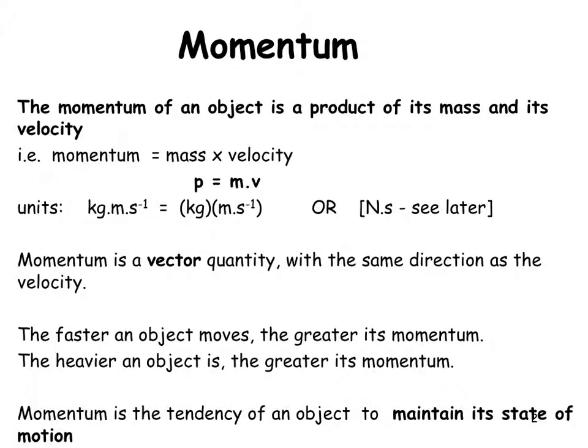Momentum is a very simple quantity. It is simply the mass of an object multiplied by the velocity of that object. So we abbreviate momentum with a P. Don't ask me why, but we do. Mass is an m, v is velocity.